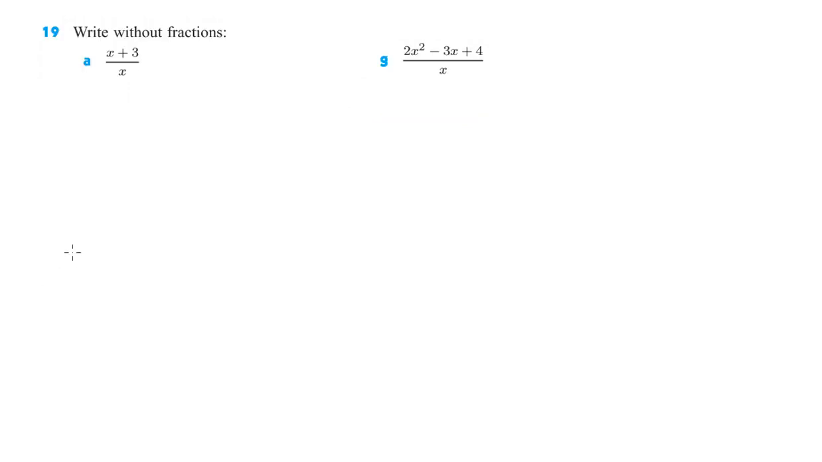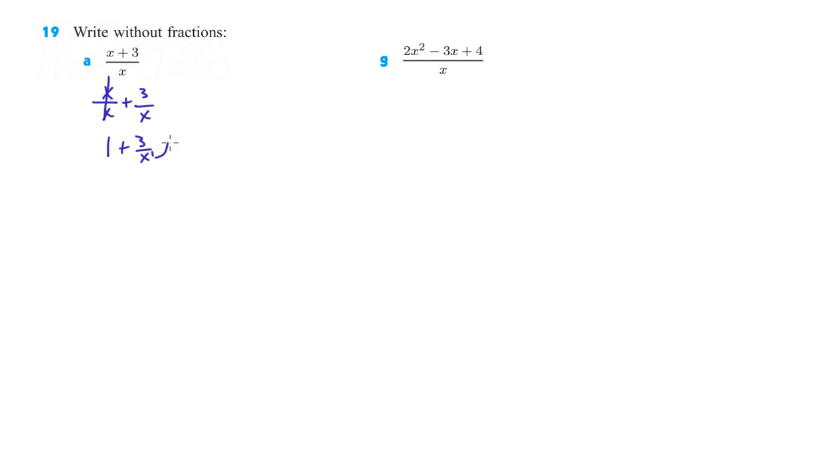Okay. 19, write without fractions. So this x plus 3, both pieces here are being divided by x. So I find the simplest way to simplify these is I'm going to put x over x plus 3 over x. I'm just going to take both of those pieces and put it over x. X over x simplifies to 1 plus 3 over x.